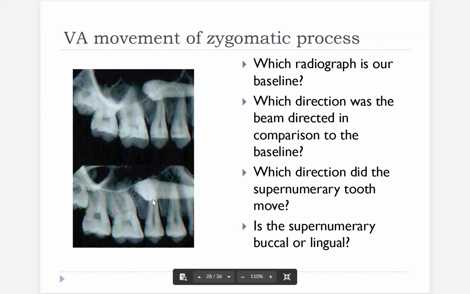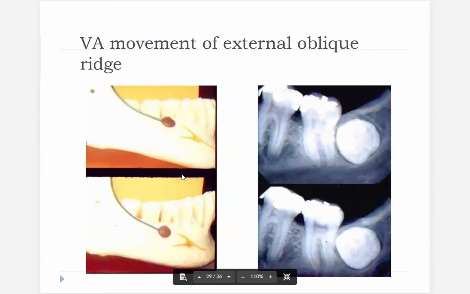And that's exactly what we see. From this position to this position, it moved up. So it moved away from the direction of the beam. So we know that this impacted tooth is more lingual.